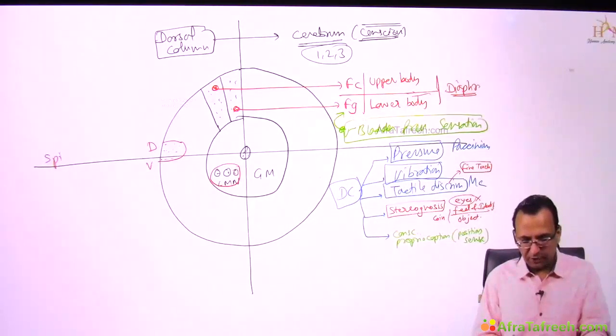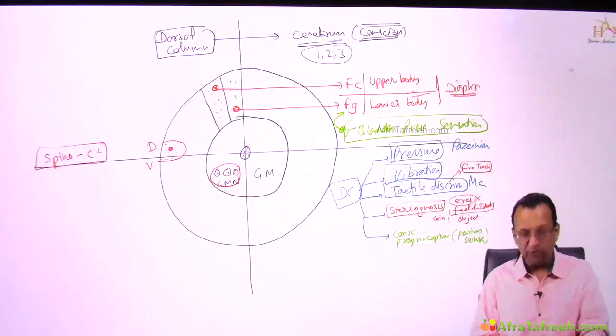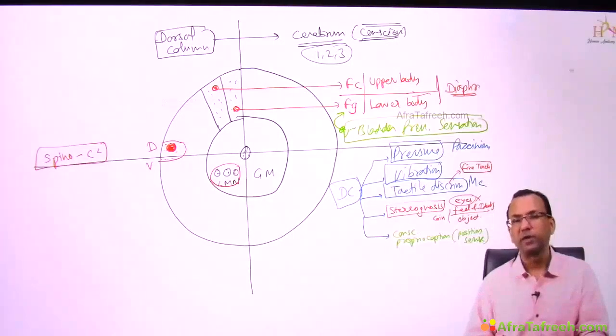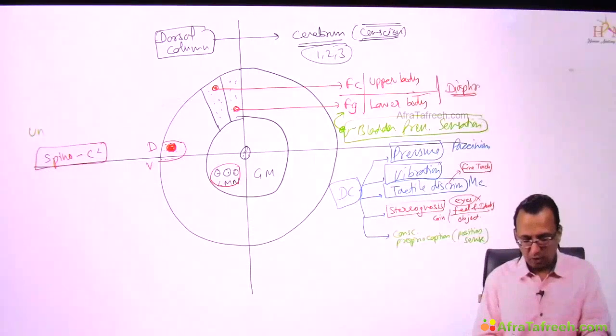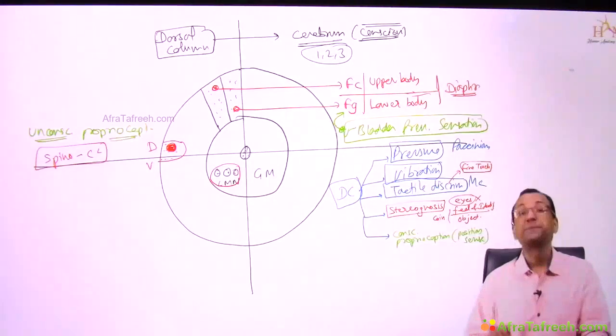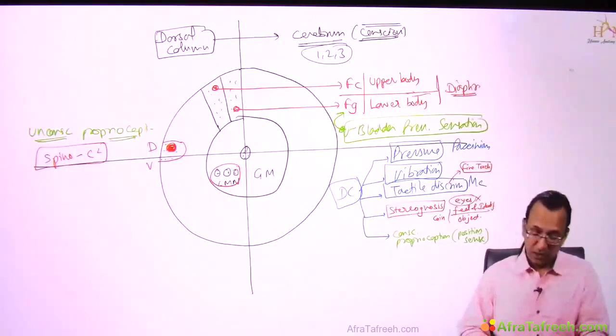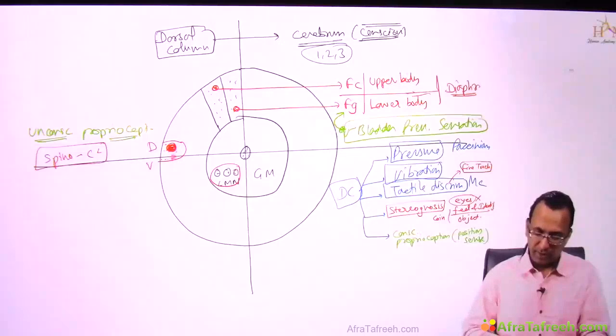Spinocerebellar tract, yes. And in the dorsal and ventral spinocerebellar tract, which is more important? Dorsal. It has more number of axons, so the dorsal spinocerebellar tract is more important. What is it carrying? It is carrying the unconscious proprioception. As we have discussed earlier, there is a dorsal and ventral spinocerebellar tract, and it is carrying unconscious proprioception.